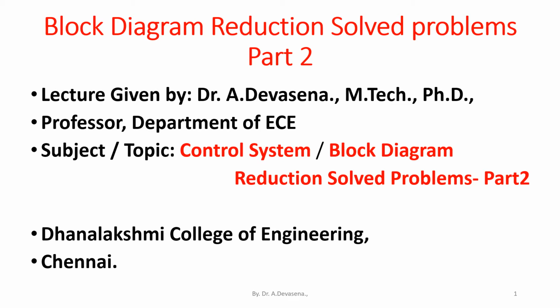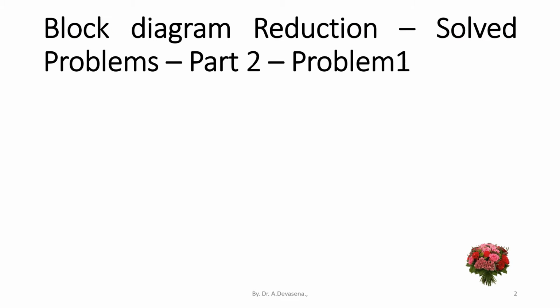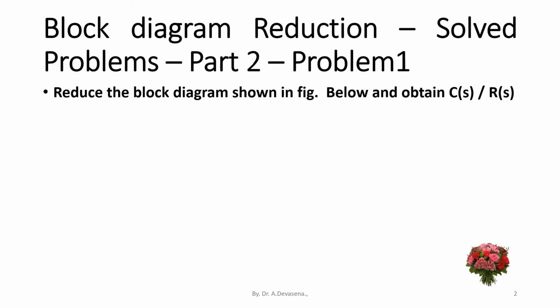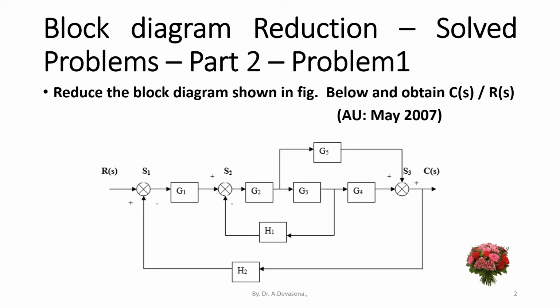This topic is present in the subject control systems. Block diagram reduction solved problems part 2. Problem 1. Reduce the block diagram shown in figure below and obtain C of S by R of S. This question is asked in Anna University, May 2007. This is the given block diagram. For this block diagram, using block diagram reduction techniques, we have to obtain C of S by R of S.